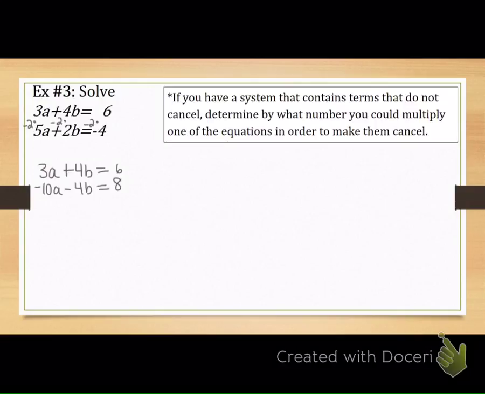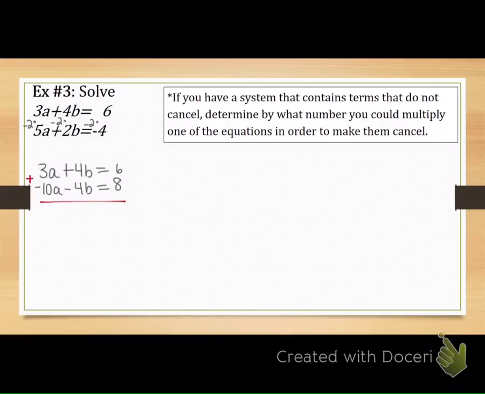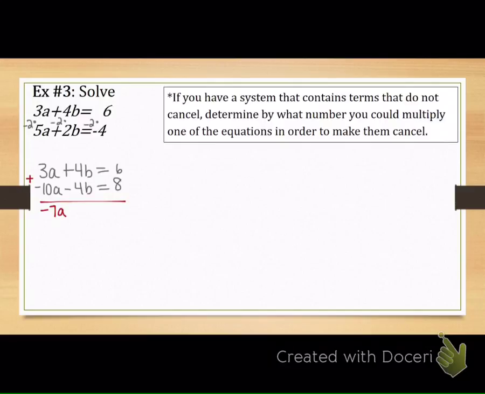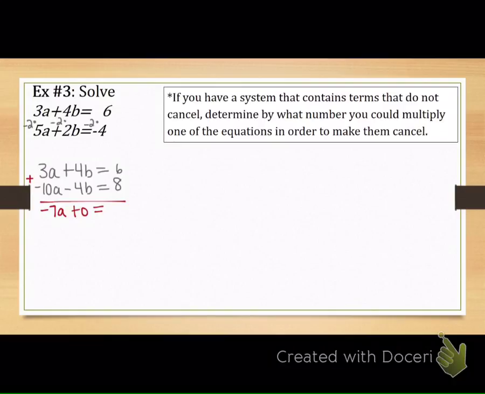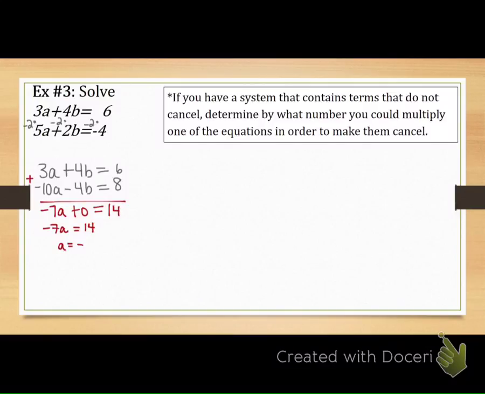So Jayla, now that the B's are opposites, we can add it together. So what's 3A plus a negative 10A? 4B plus a negative 4B. 6 plus 8 is? So we get A equals negative 2.